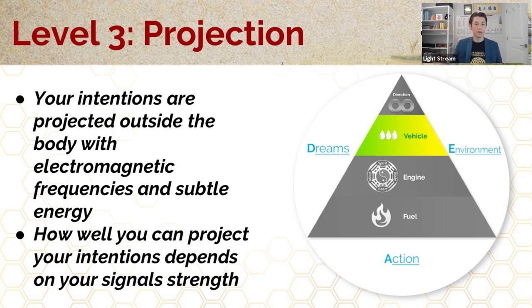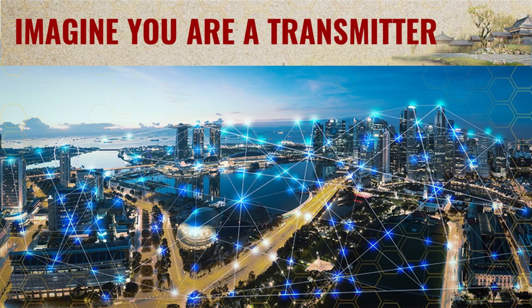Okay, so how well you project your intentions depends on your signal strength. So just imagine that your body and your mind is like an antenna, like a broadcasting station. And whatever frequencies, whatever thoughts you broadcast on there, it's broadcasted into the universe. And then the universe will respond back to you depending on how strong your signal is. So people ask, how come I have these intentions and they never work out? They never pan out. How come I have these dreams, but they never happen?